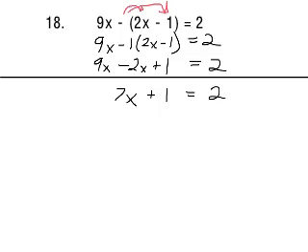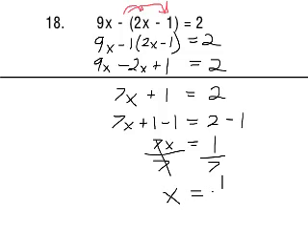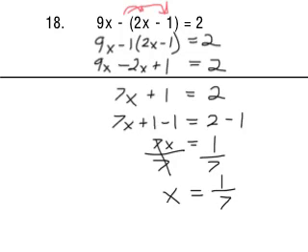equals 2. Alright, so now we want to keep our x terms on one side and our numbers on the other. So we'll subtract 1. And we have 7x plus 1 minus 1 equals 2 minus 1. So that gives us 7x equals 1. And then we've got to use the multiplicative property of equality by dividing both sides by 7. Cancels, we get x equals 1/7. Notice there's just one solution here.